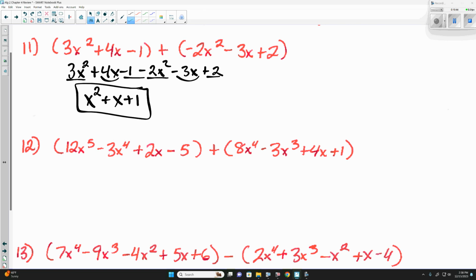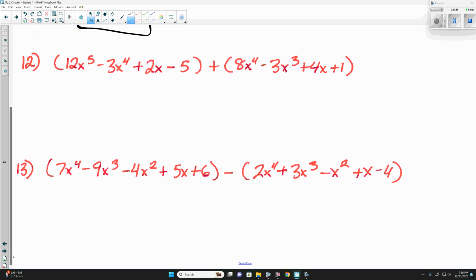Questions on this here? Any other questions on 11 or 12? Questions on 13 or 14? Do we want to look at 13 or 14? Yeah, can we just look at 13? We can look at 13.